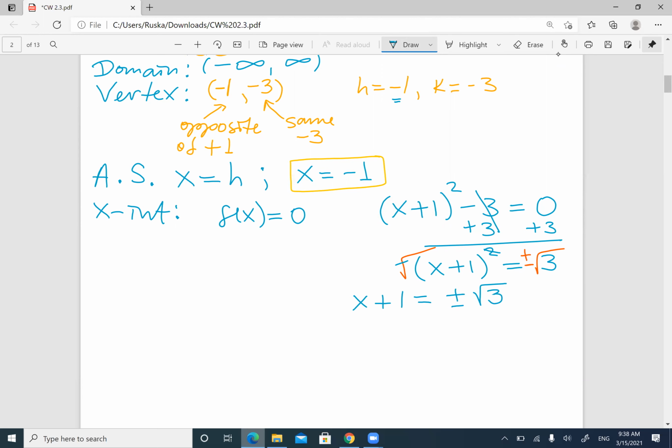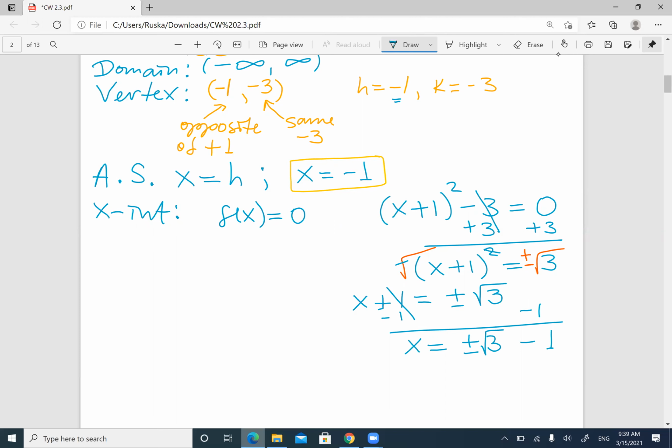But because we're going to graph, let's write it like this and then we can go from there. We need to get x by itself, so we're going to subtract 1 on both sides. And that will give us x equals plus or minus square root of 3, minus 1. And these are my x-intercepts. So I'm going to have two x-intercepts.